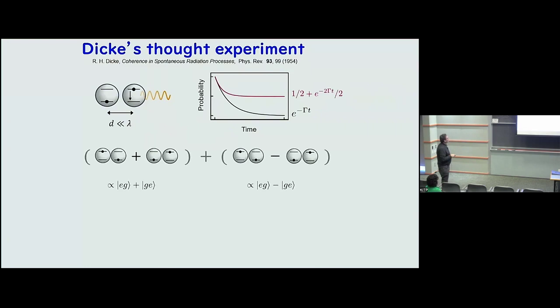The reason for this is that you can write this situation in terms of a symmetric combination and an antisymmetric combination. Decay here leads to the ground state. You have two possibilities.